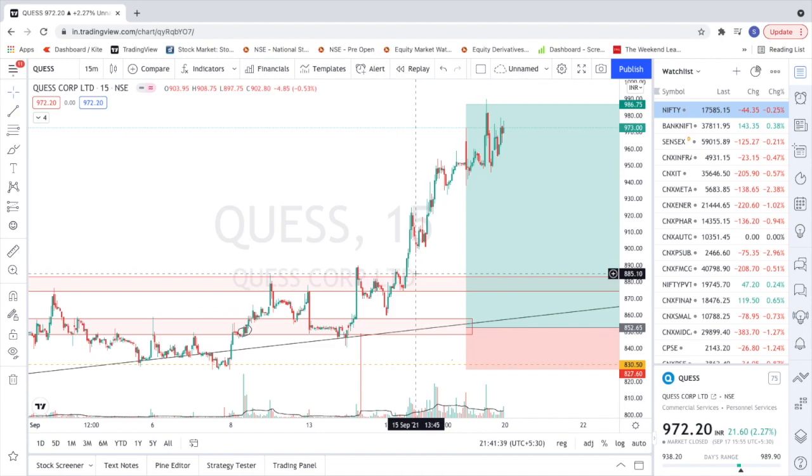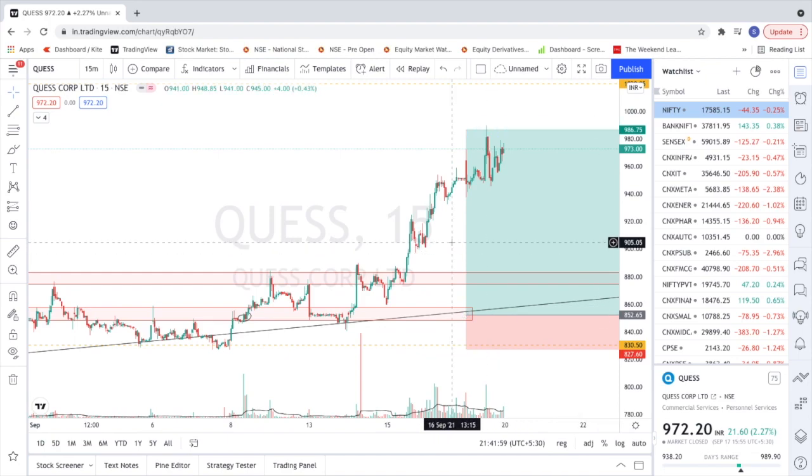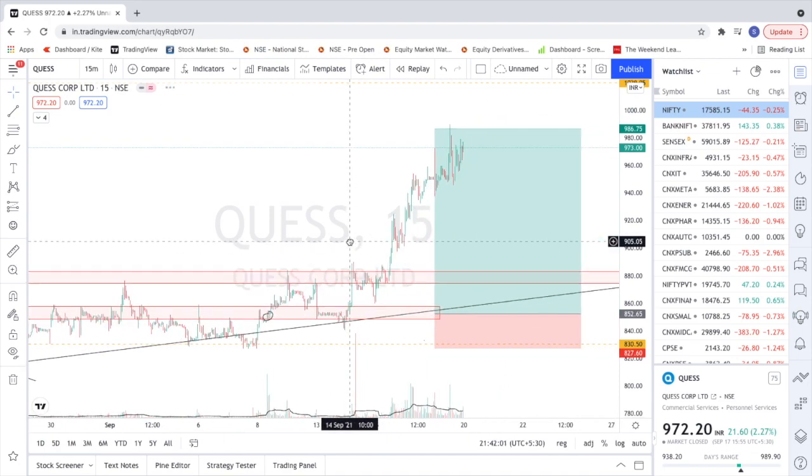But the best entry point would have been once this candle gets broken, this resistance gets broken. That would have been the best entry at 885 and 887, and you would have kept your stop loss at 870. For someone who has to trade safely, I would say this is the best pattern, because it has to break the major resistance.